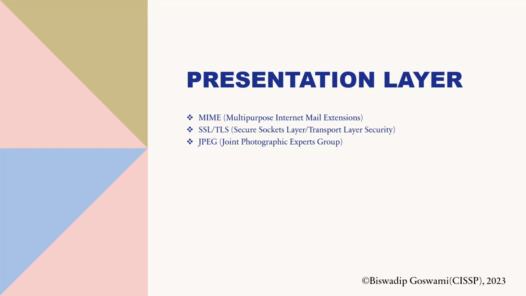JPEG, or Joint Photographic Experts Group. This image compression format is widely used on the internet to reduce the size of image files. The presentation layer is responsible for compressing and decompressing JPEG images, ensuring that they can be displayed correctly by web browsers.